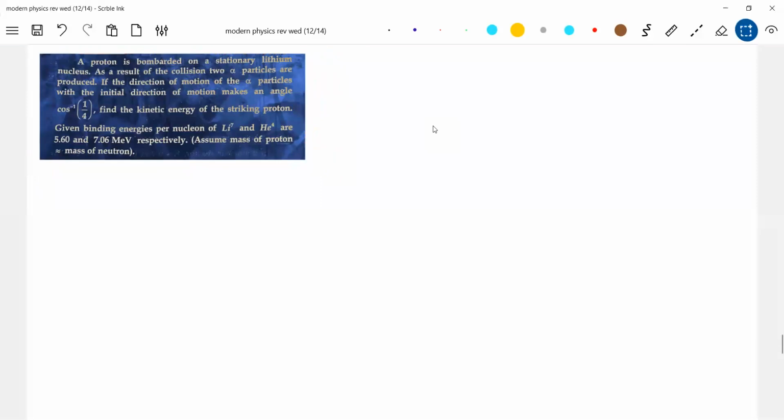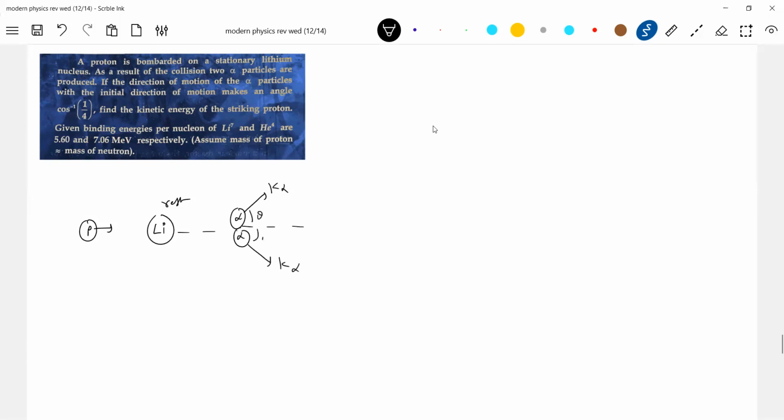A proton is bombarded on a stationary lithium atom. There's a proton. As there are two alpha particles, directions making an angle theta, where cos theta equal to 1/4. Find the kinetic energy of the striking proton given binding energies per nucleon.